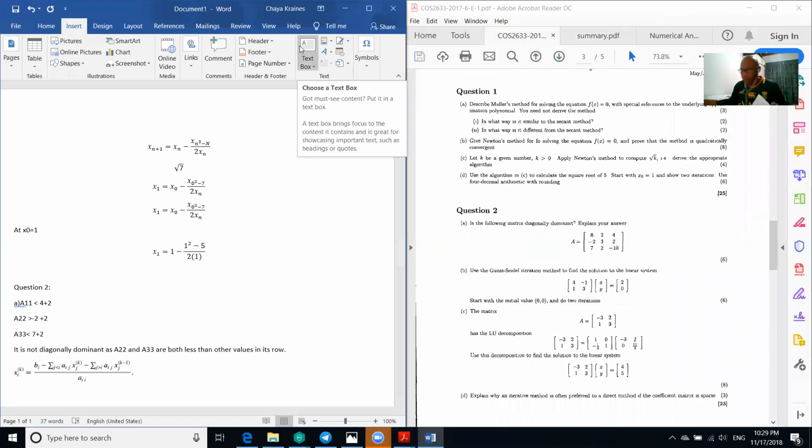XR equals BR minus the sum of JJX, the JXR minus ARJ minus over X over ARR. Okay. Oh, I see.